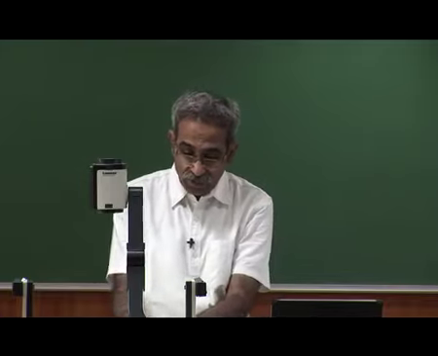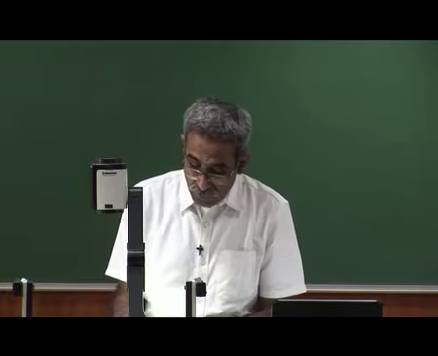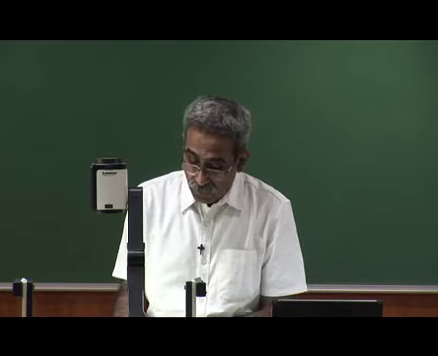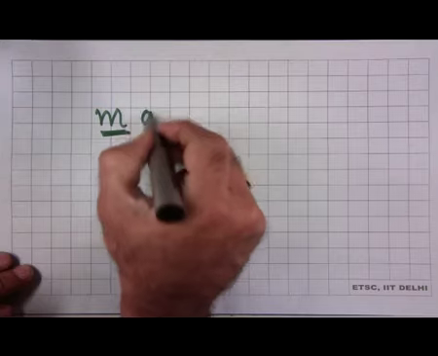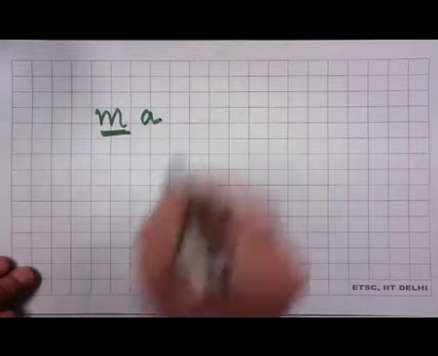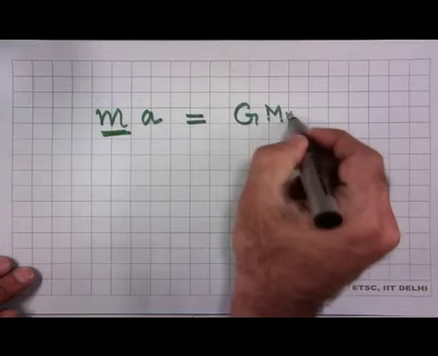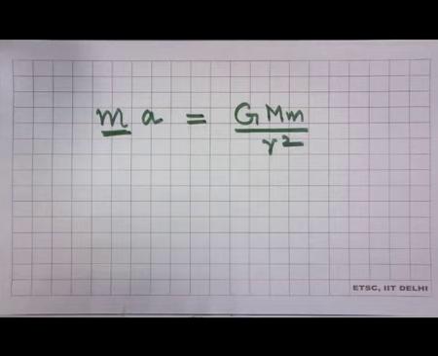Let me make this concept a little bit sharper. So how do I make that? Let us start with Newton's equation. So I have a body of mass m, and it is going to move with a certain acceleration, and I want to write G M m by r squared. Let us assume that this equation is correct for the time being.